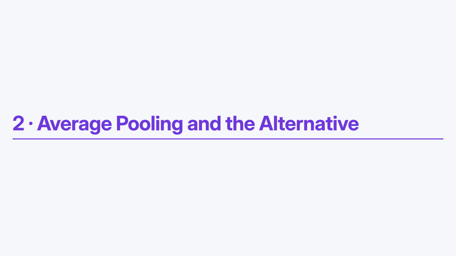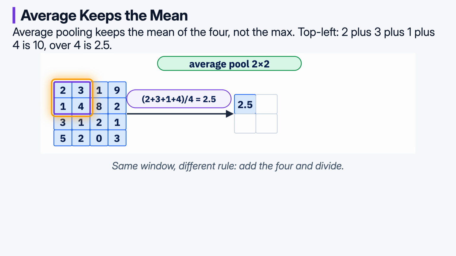Second, average pooling, and another way to halve the map. Average pooling uses the same window, but a different rule. It keeps the mean of the 4 numbers, not the largest. Top left, 2 plus 3 plus 1 plus 4 is 10. 10 over 4 is 2.5. Write 2.5. Average uses all 4 numbers, not just the biggest.